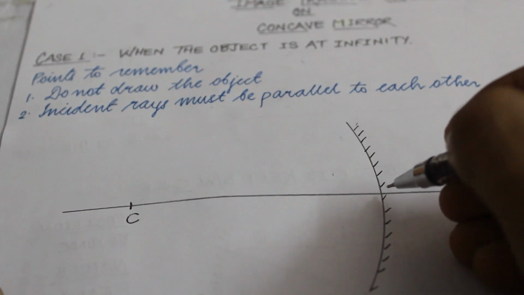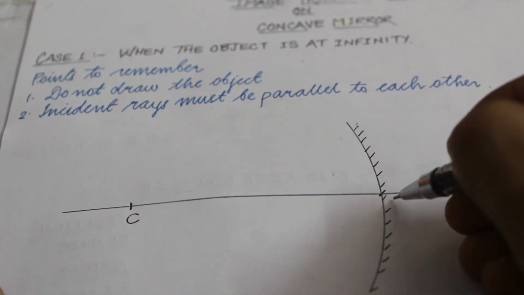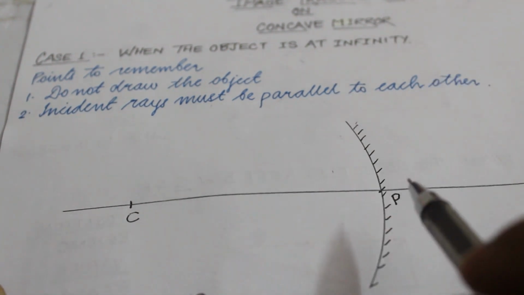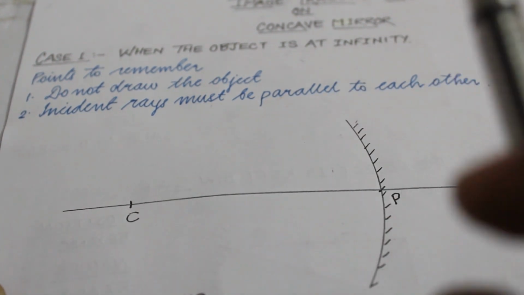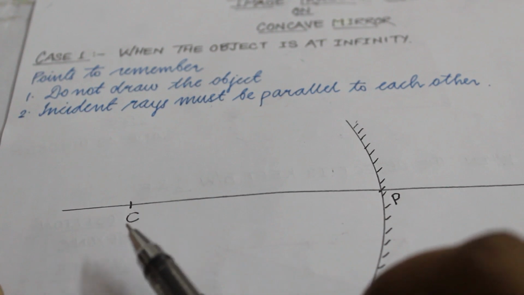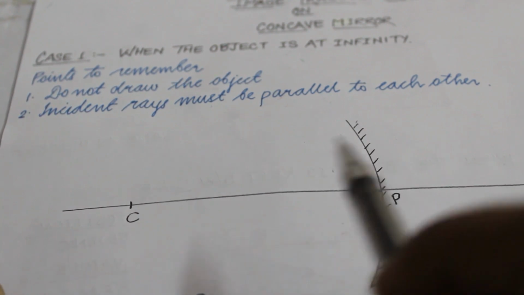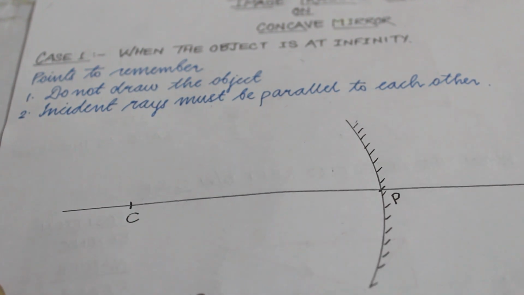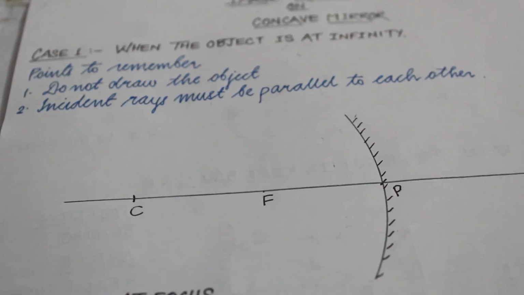Now mark the point at which this curve cuts the line. It will be the pole, and as you know, CP is the radius of curvature and the focus is at the midpoint. Since CP is equal to 8, at 4 centimeter from either P or C, we will mark F. You can see I have marked the point F.